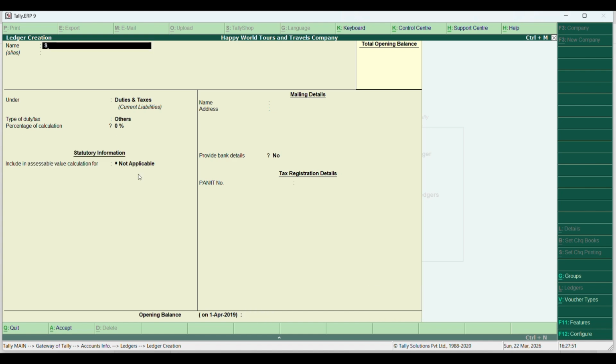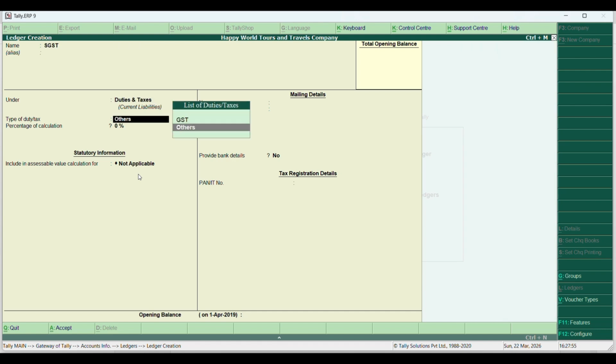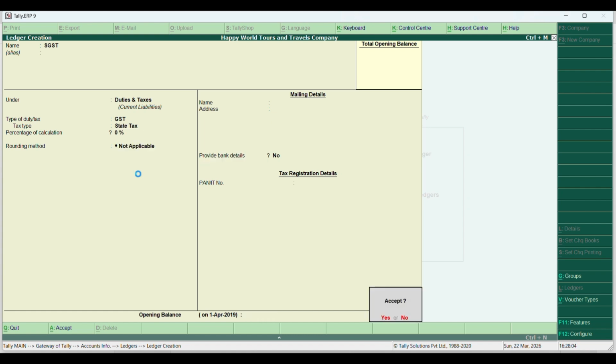Then we are going to give SGST. Again in the same way, we are going to give it under the GST. This is state GST. No percentage calculation needs to be given here. Yes.